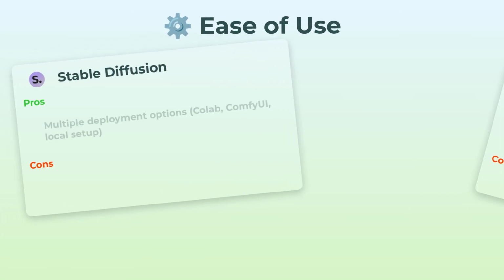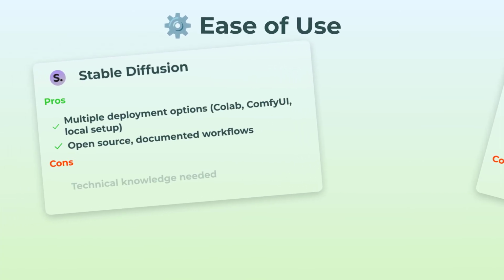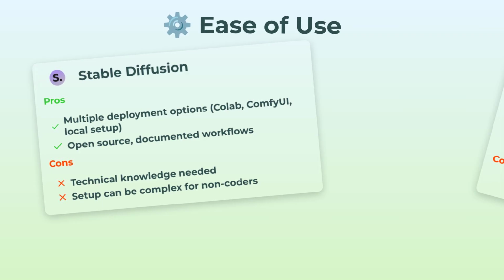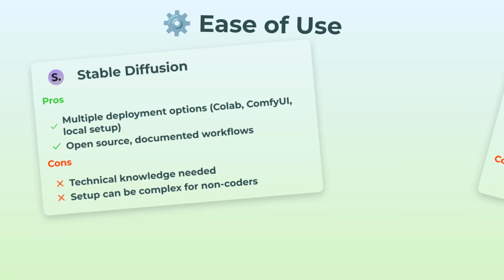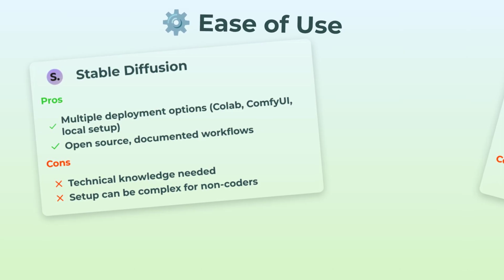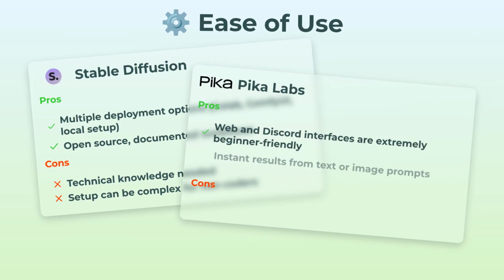Moving on, ease of use. So Stable Diffusion is no joke when it comes to how you run it. You can fire it up locally, use Colab, or even jump onto ComfyUI if you feel brave. There's documentation, and yeah, you can make it work on pretty much anything. But it can get ugly fast if you're not technical. Setting this up is like building IKEA furniture with missing instructions.